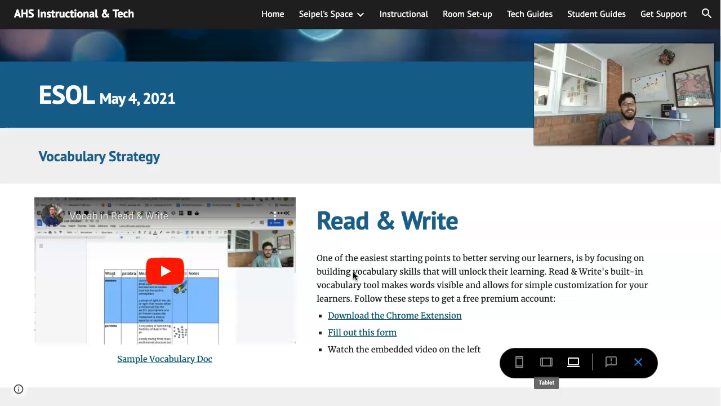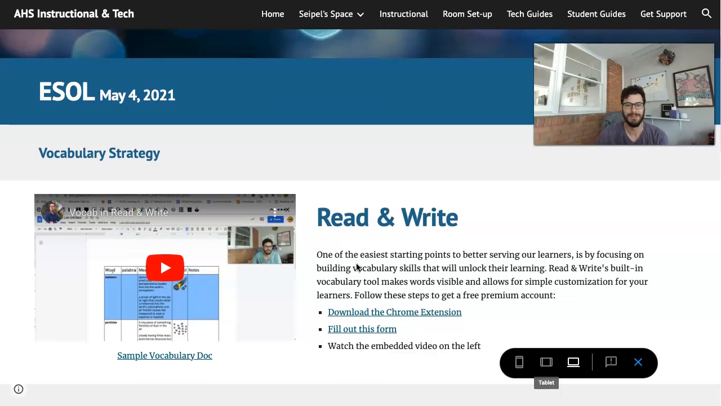And back to the ESOL strategies, the bulk of what we're talking about today. I wanted to start off with one of my favorite strategies that you can use for easy vocabulary tools. And this is Read 'em Right for Google. It's a Chrome extension. It's free for teachers. You get the premium full version for free.